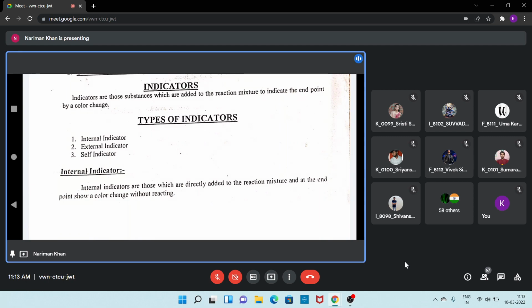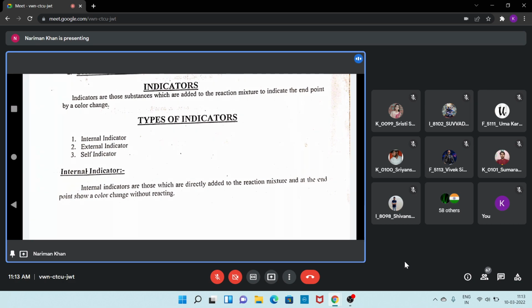Then types of indicators. There are 3 types of indicator: internal indicator, external indicator, and self indicator. An internal indicator is the indicator which is added into the reaction mixture directly.